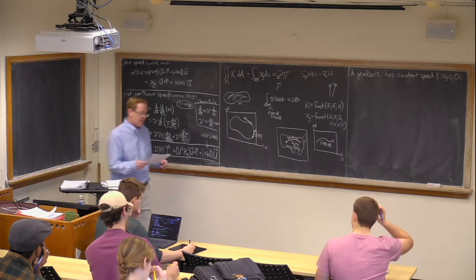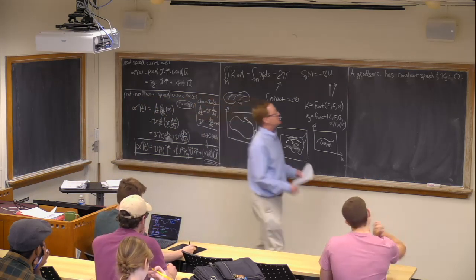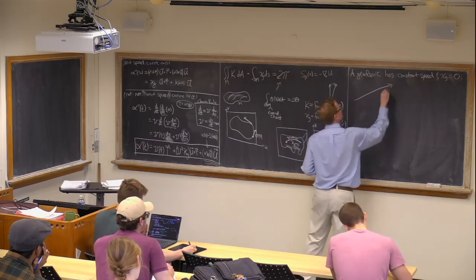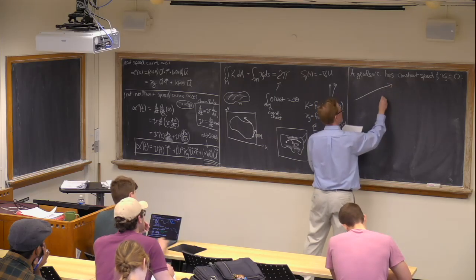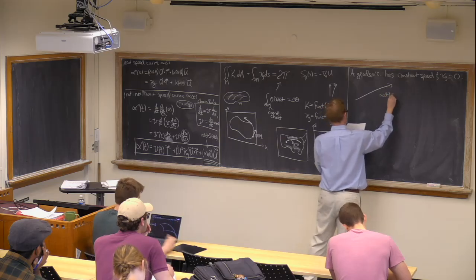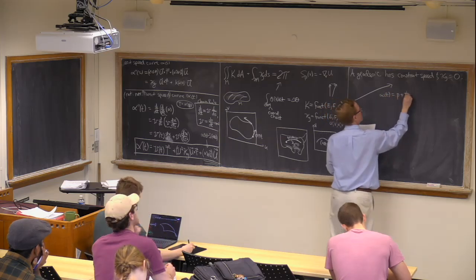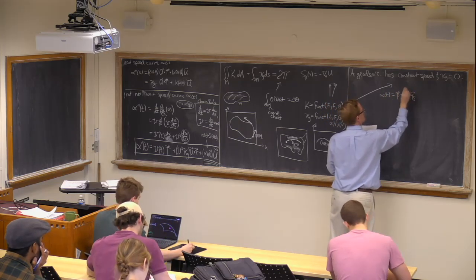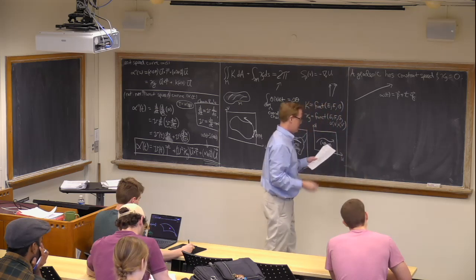Okay, so what's an example of a geodesic? The simplest example would just be a straight line at constant speed. So in R2 or R3, you just define alpha of t equals some point p plus t times some point q. That would be a geodesic.